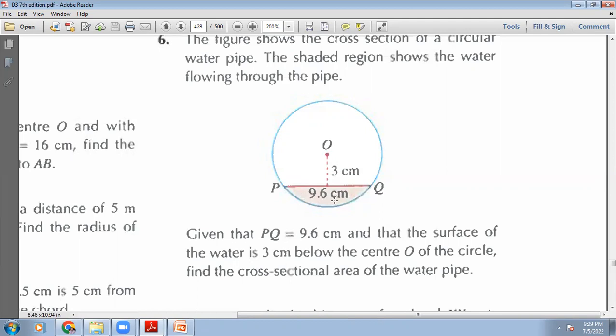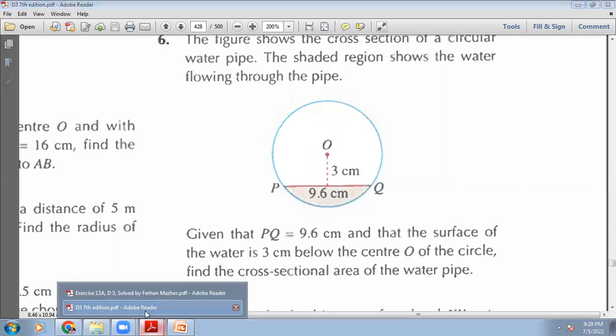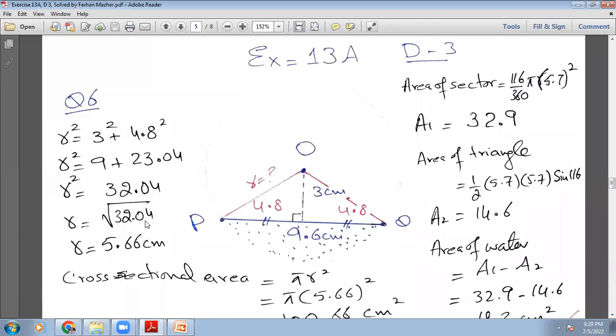For this purpose, I need to find the radius and I need to find the angle here. Once I know that angle, I will use some sine, cos, tan and then I will be able to do this. So let me show you.